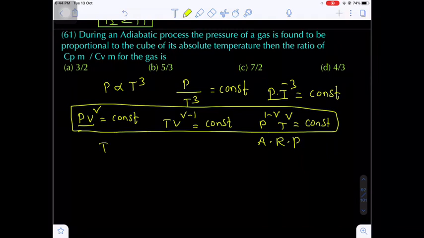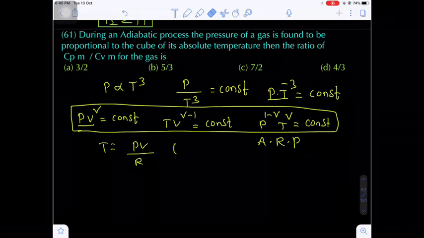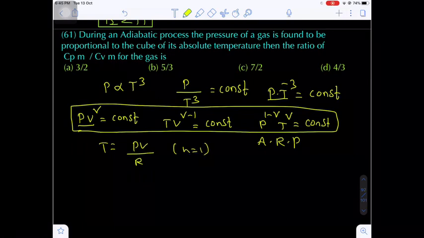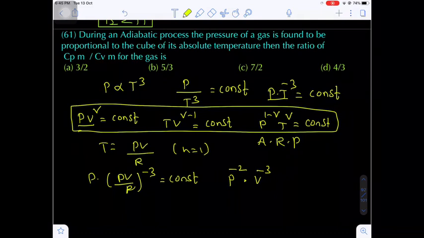Now what I am trying to do, I am trying to convert the PT relation into PV relation. Okay. How? Temperature will be equal to PV by R. I am taking 1 mole of an ideal gas. Now P into, instead of T, shall I write PV by R whole to the power minus 3 will be equal to constant. Now from here I am writing P to the power minus 2 into V to the power minus 3. Here R is constant. So bring the R value to the right side. Again you will get a new constant.